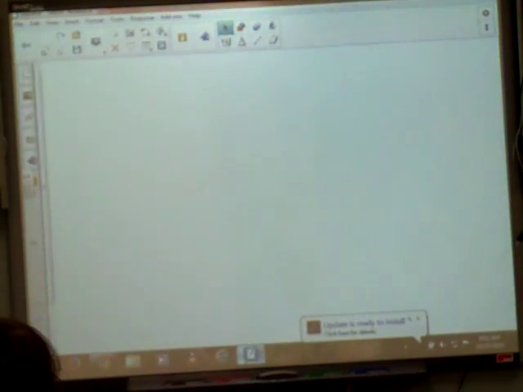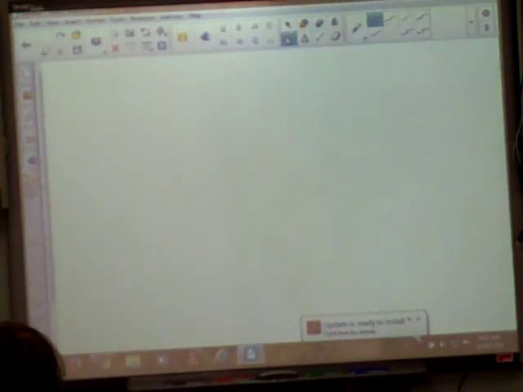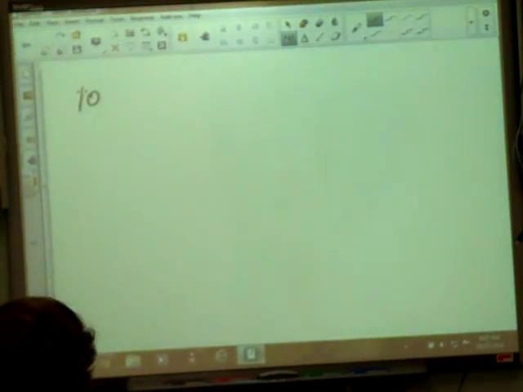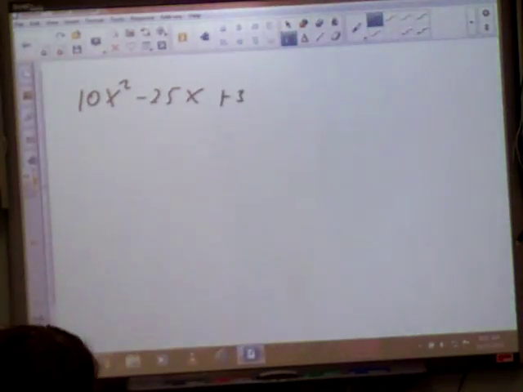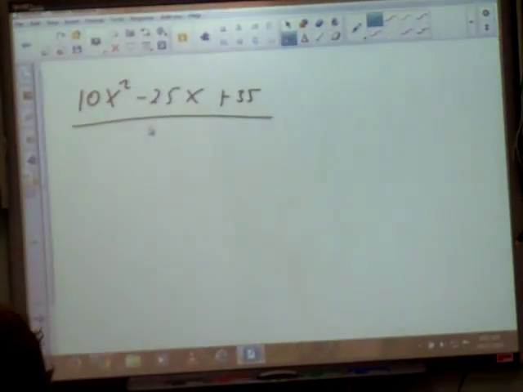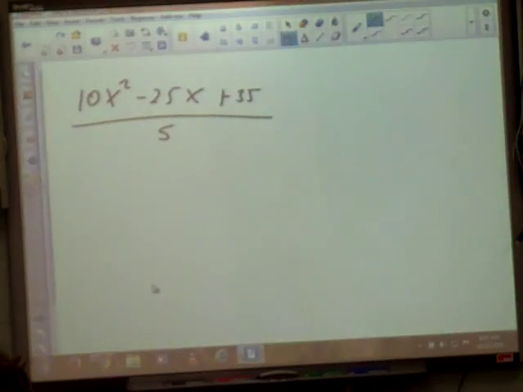Alright, first thing we've got to look at here on our division, we're going to do just a polynomial. This first one's a trinomial divided by a monomial. So if I have 10x squared minus 25x plus 35, and I'm dividing that by 5. Okay, now this is the easy stuff. We're going to get into a polynomial divided by a polynomial, where we'll use long division or synthetic division. But when we're just dividing by one term, all we're going to do is take that one term, divide it by each individual term on the numerator.